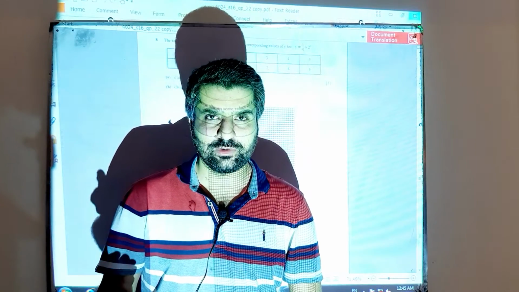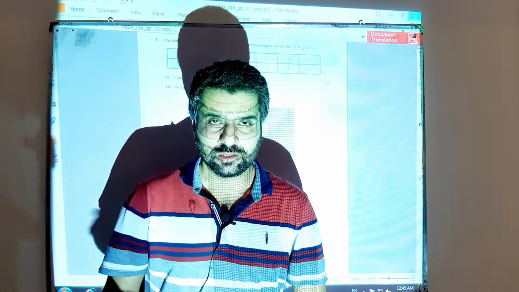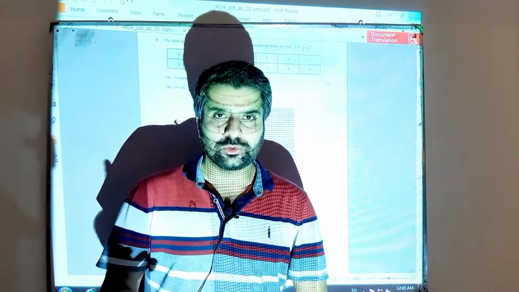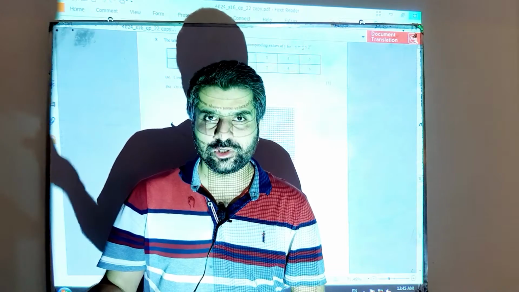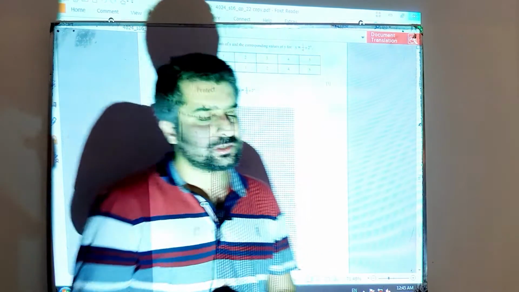Paper 4024, 2016 May-June, variant 22, question number 8. This question has an exponential equation and we are going to solve its related parts. Paper is P2. The question is, the table below shows some values of x and the corresponding values of y where y is given.